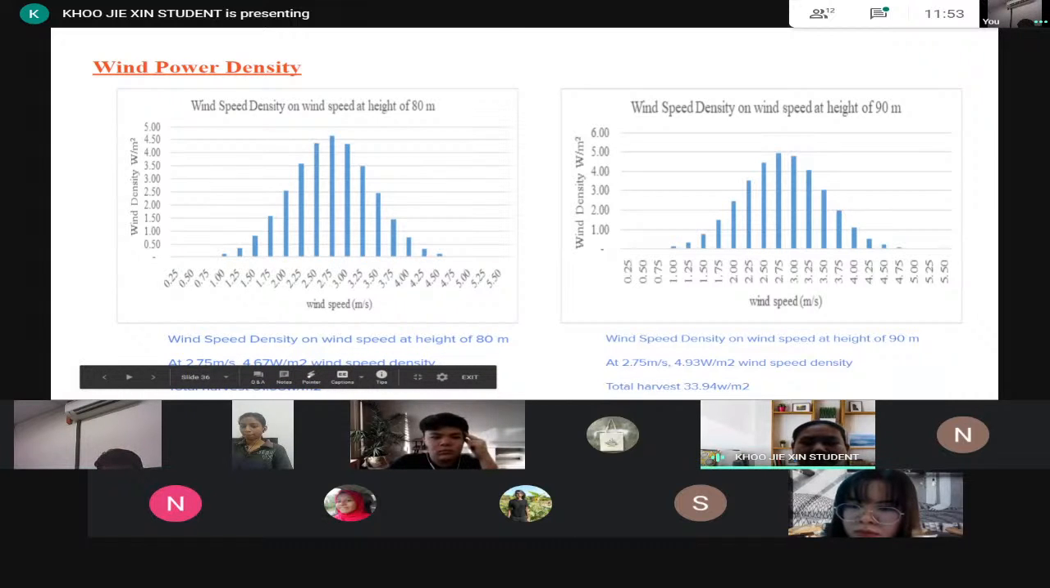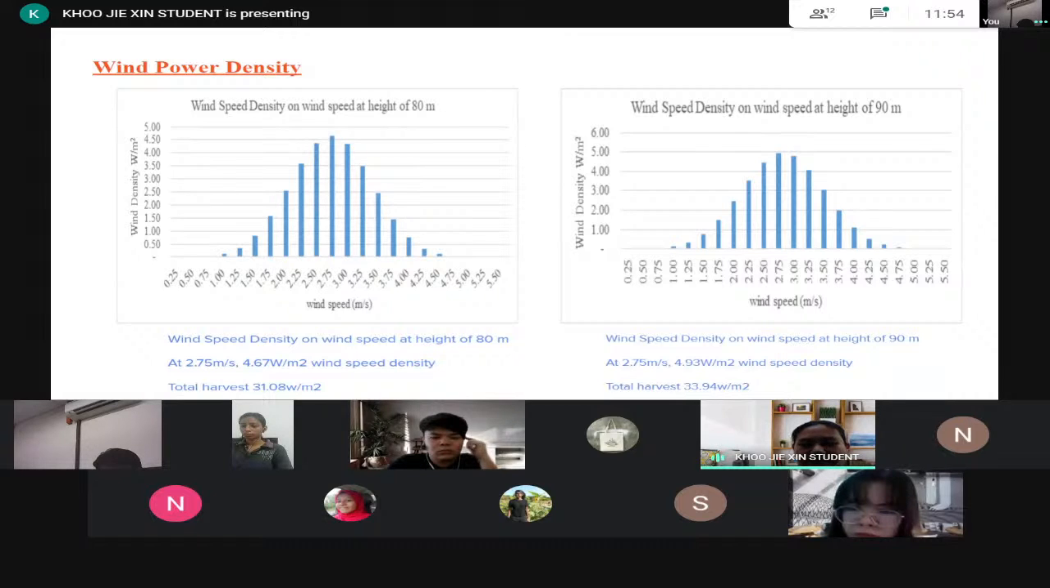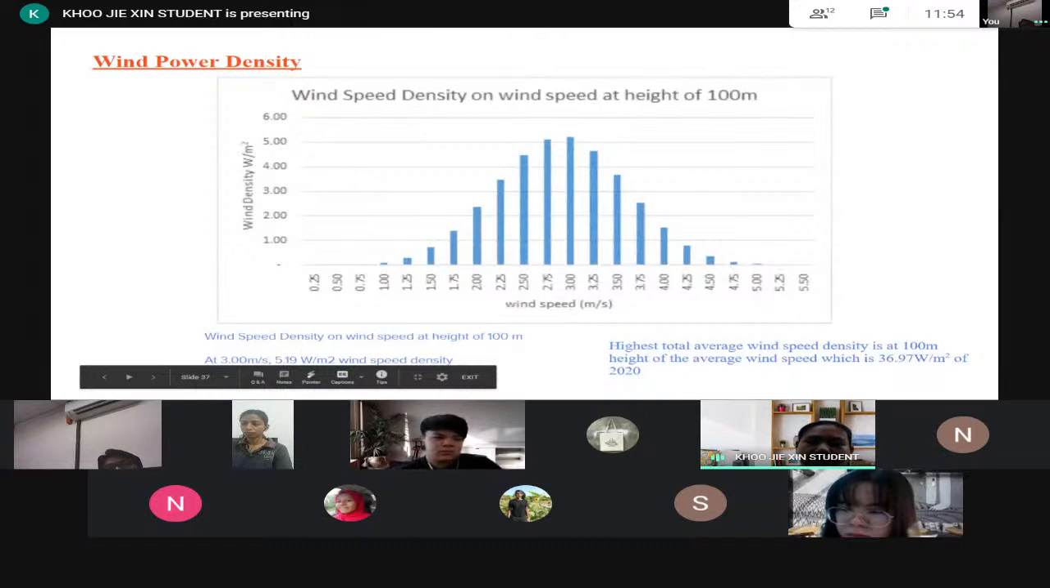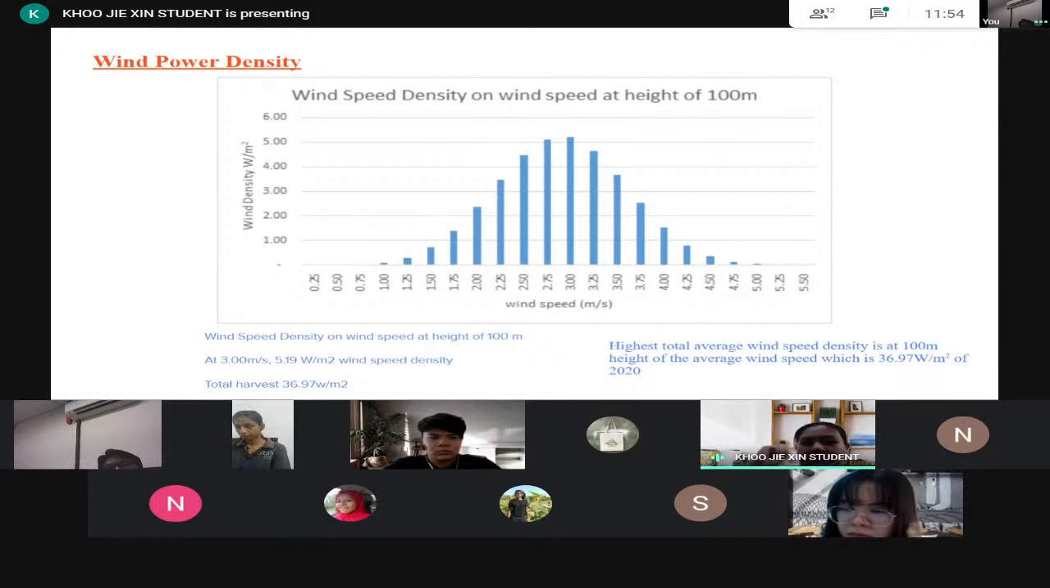Then I go fast. The total for the 80 meter height wind power density is 31.08 watt per meter square. While for 90 meter height, the total is 33.94 watt per meter square, and the 100 meter is 36.97 watt per meter square, which is the highest. It means that for the wind power density, if you really want to install over there, you have to choose above 100 meter height.